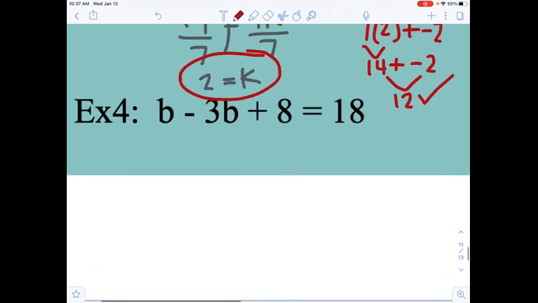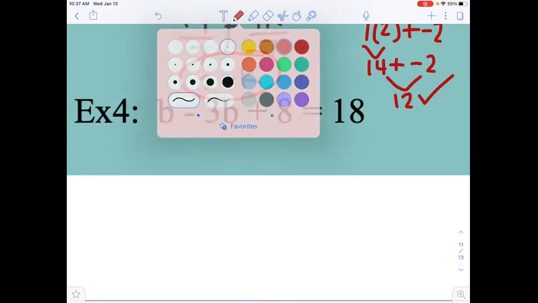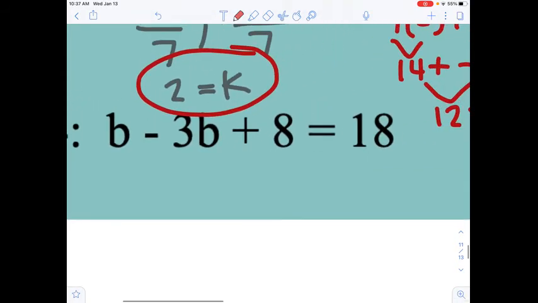The next problem you need to write down is b minus 3b plus 8 equals 18. Again, first step, add up. So instead of minus 3b, I'm changing this to plus -3b. We'll get this out of the way.